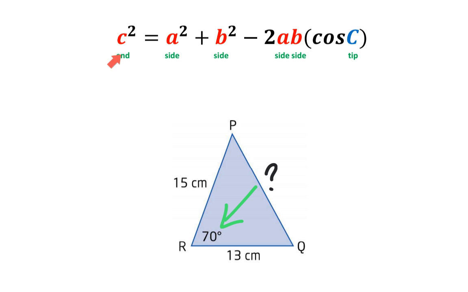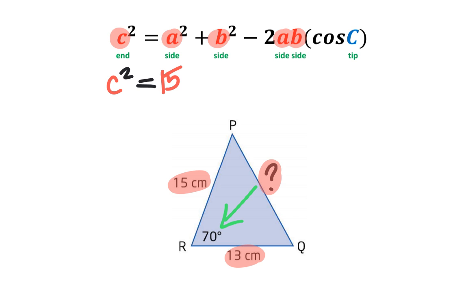Let's begin by replacing some of these variables with numbers. Lowercase c is the end of the arrow, and that is what we're looking for. Therefore, I'm going to leave this exactly as it looks. Next, lowercase a and b are the sides of the arrow. I'm going to replace a with 15, and I'm going to replace b with 13. The subtract 2 stays the same, and I'm going to replace a with 15 and b with 13 once again.